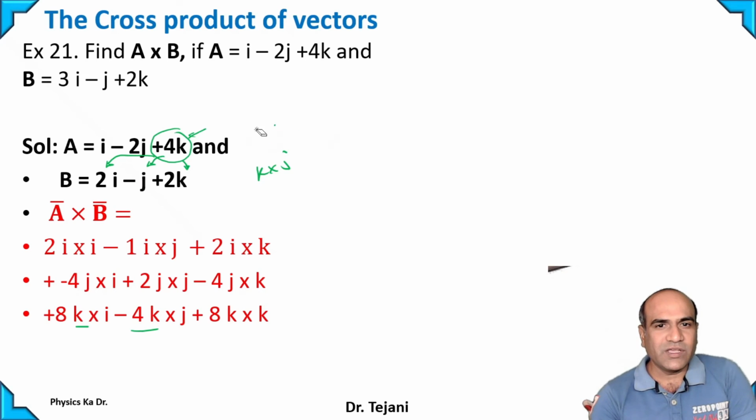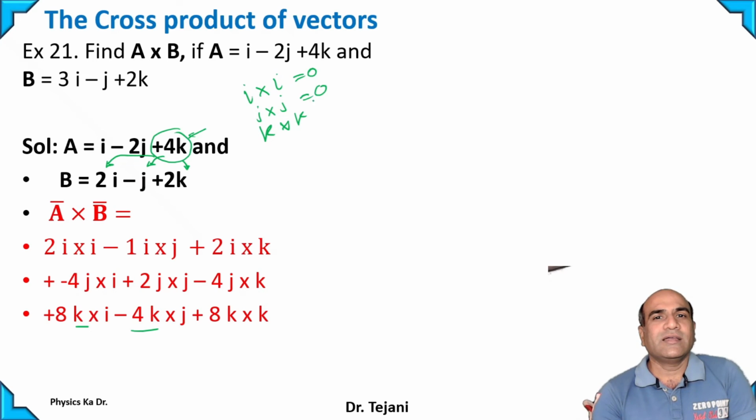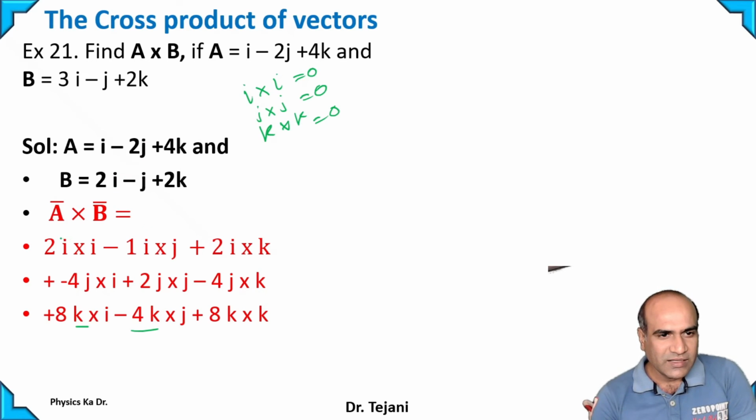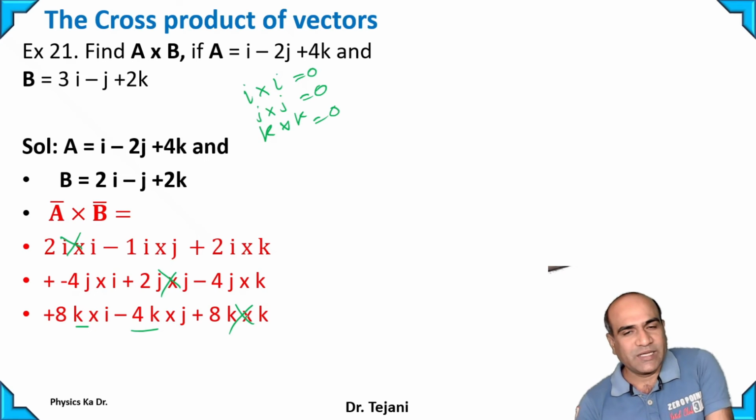So here we have to have the knowledge that when we multiply k cross k, or i cross i, or j cross j, it becomes 0. It is 0. Very opposite to the dot product. So here this is 0, this becomes 0, this becomes 0. It is not required here.